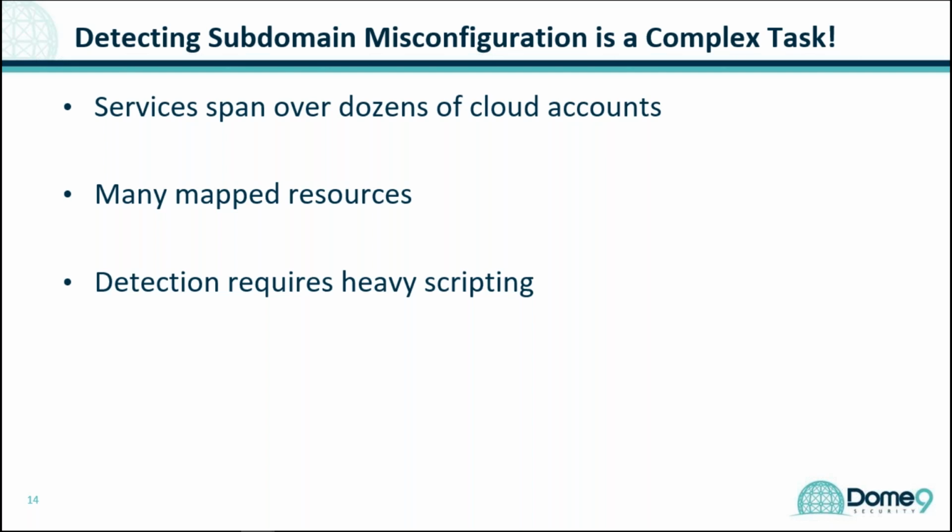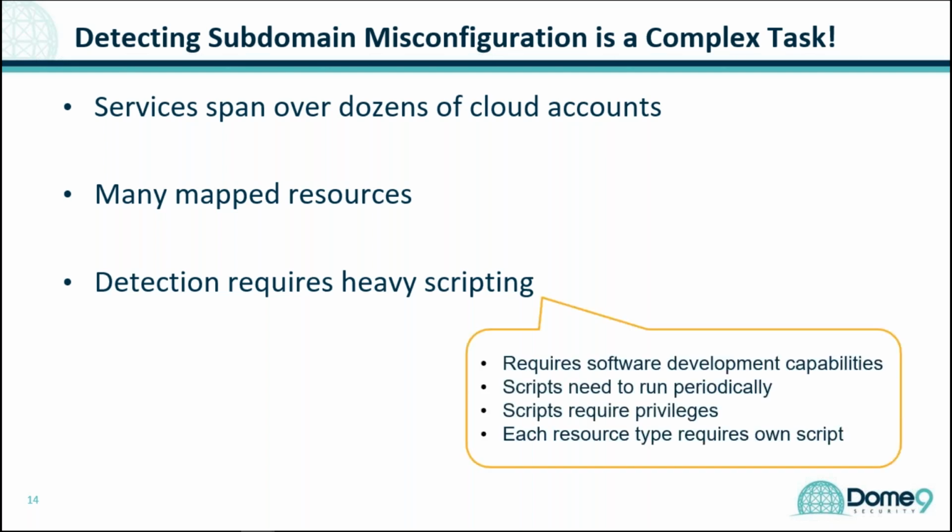The problem is that services today tend to span over dozens of cloud accounts. We see our customers using sometimes 100 accounts, even more, and detecting such misconfiguration across so many accounts is not a very easy task. Many times you have so many mapped resources, and so many types of resources that you need to discover. And like I said, you need heavy scripting. You need your security team to have development skills. Not all security teams have this skill available.